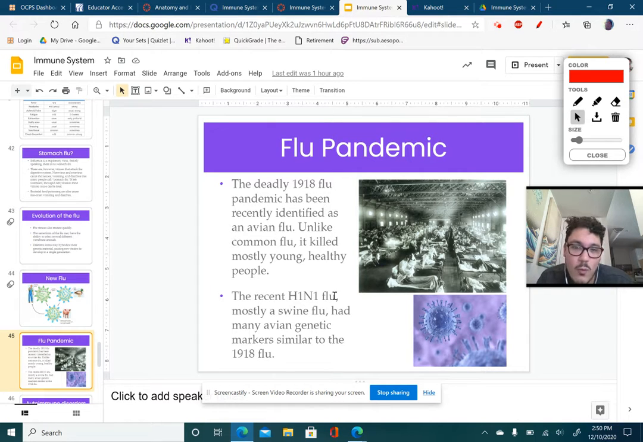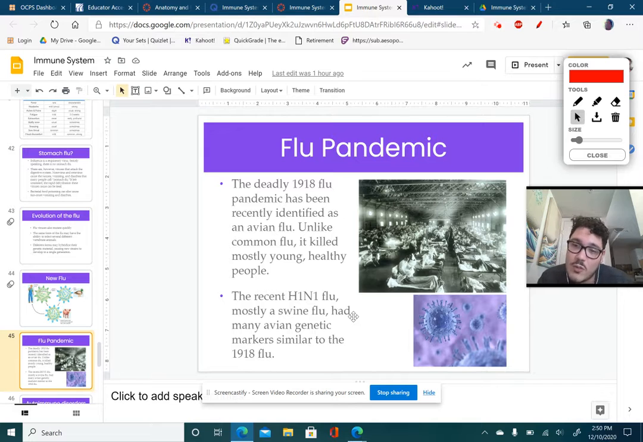Unlike the common flu, it was not attacking primarily elderly individuals and very young individuals. It was attacking mainly young and healthy people. So because of that, it became really rampant, and it didn't help that World War I was happening at the same time. The recent H1N1 flu was mostly a swine flu, but it had some avian genetic markers similar to this 1918 pandemic. So that was really concerning.